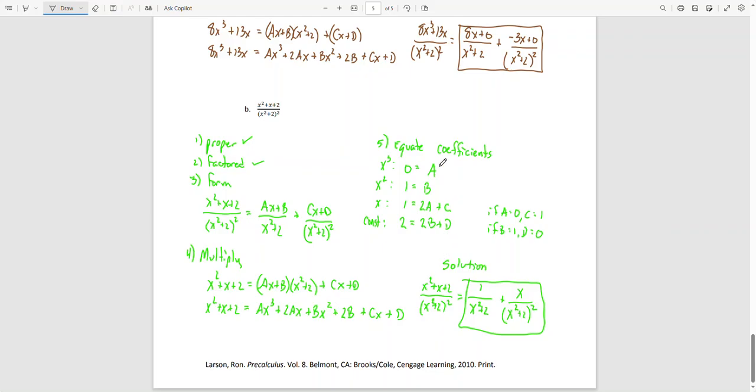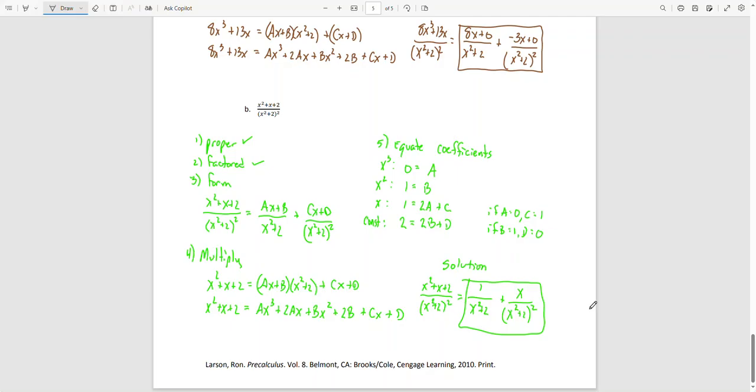All right. In this instance, a is 0. If a is 0, c must be 1. If b is 1, 1 times 2 is 2. 2 equals 2 plus d. D must be 0. So I find that if a is 0 and b is 1, I'll have 0x plus 1 over x squared plus 2. Notice I didn't write the 0x this time. C is 1, D is 0, so that's 1x plus 0. Again, I didn't write the 0, just x over x squared plus 2 all squared.